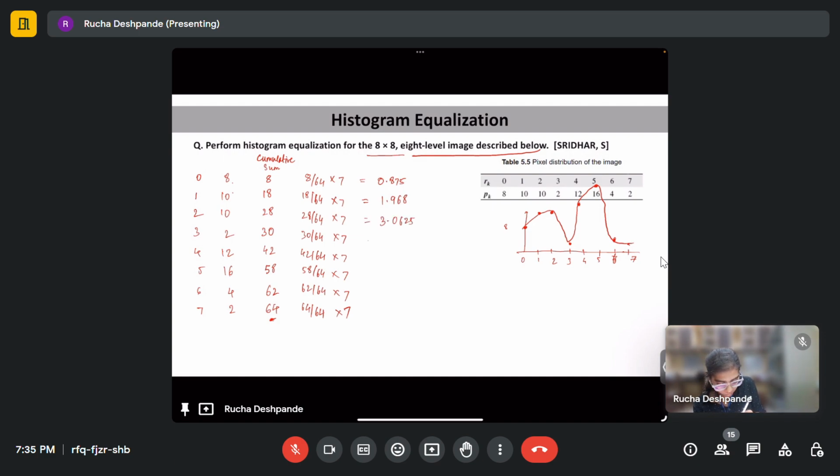What is 7 exactly? This is an 8-level image, so the maximum possible value over here is 7. Okay. Thank you.